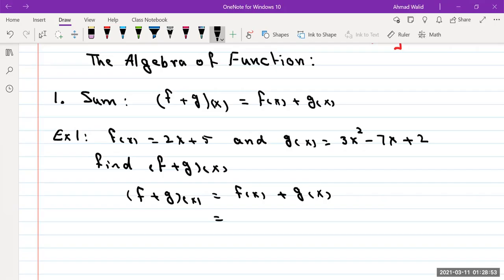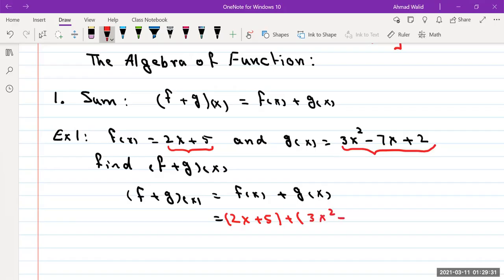Okay, replace the values. What is f of x? What's the value of f of x? The value of f of x is 2x plus 5. I recommend that in this step, please use parentheses. I know you don't need it for addition, but it's good to use because soon in the next one you will see you need parentheses, correct? Plus, what is the value of g of x? The value of g of x is 3x squared minus 7x plus 2.